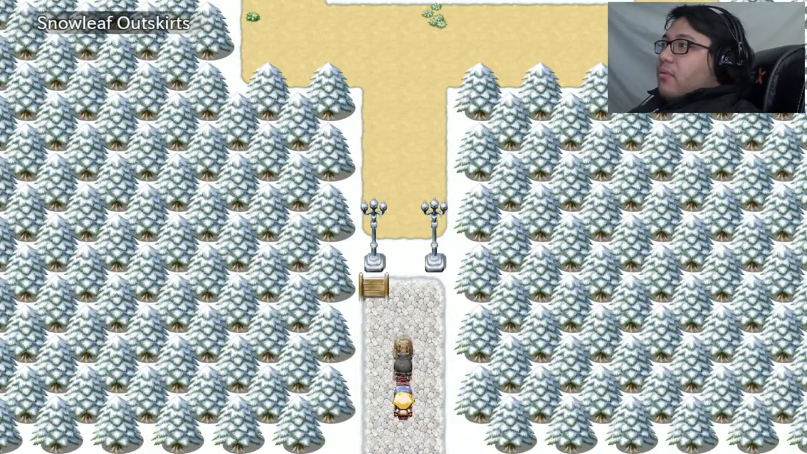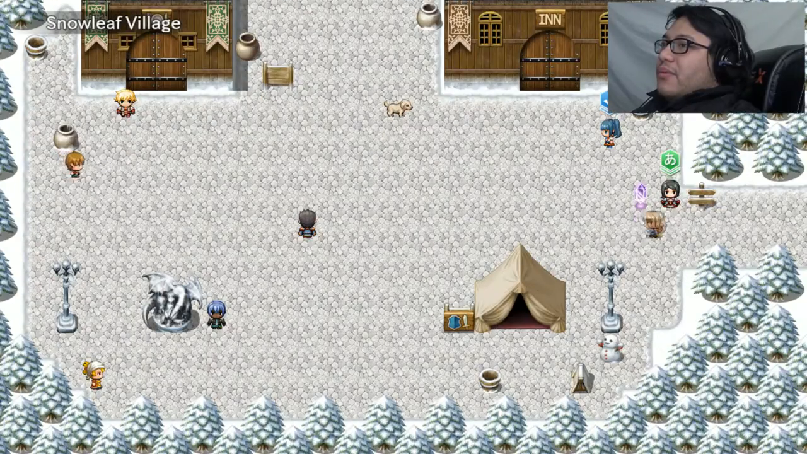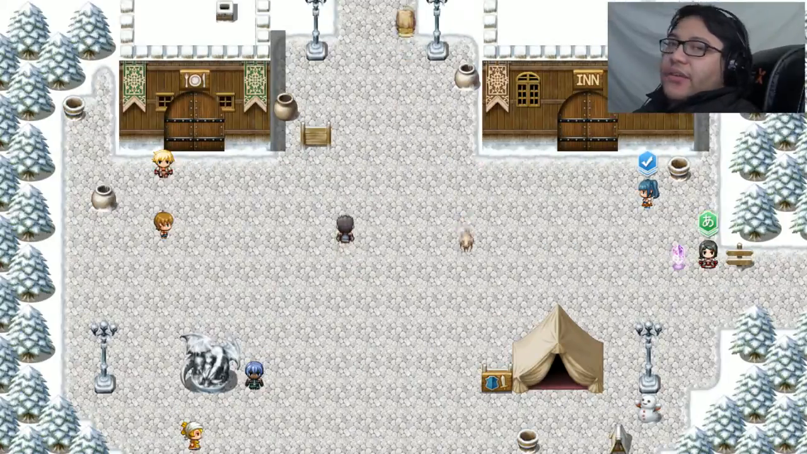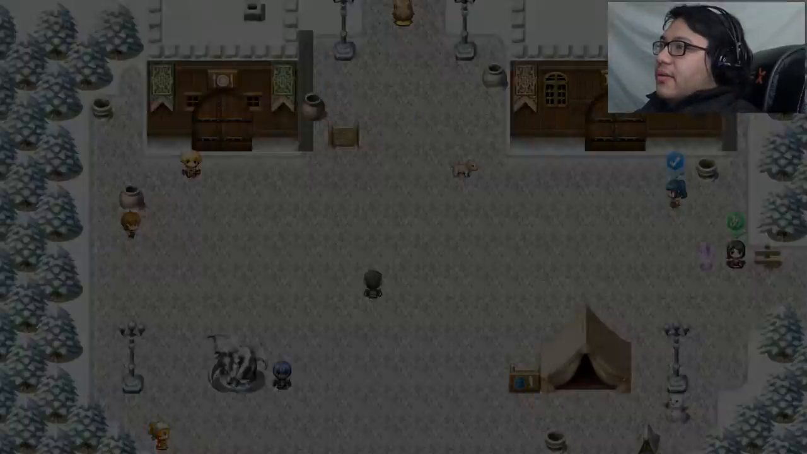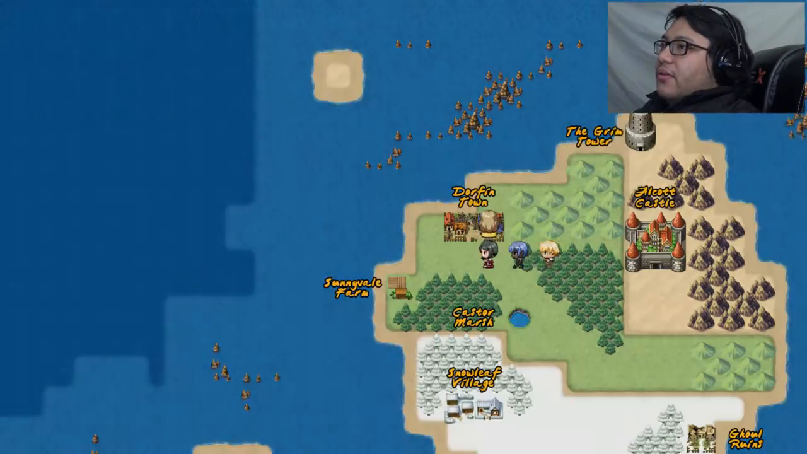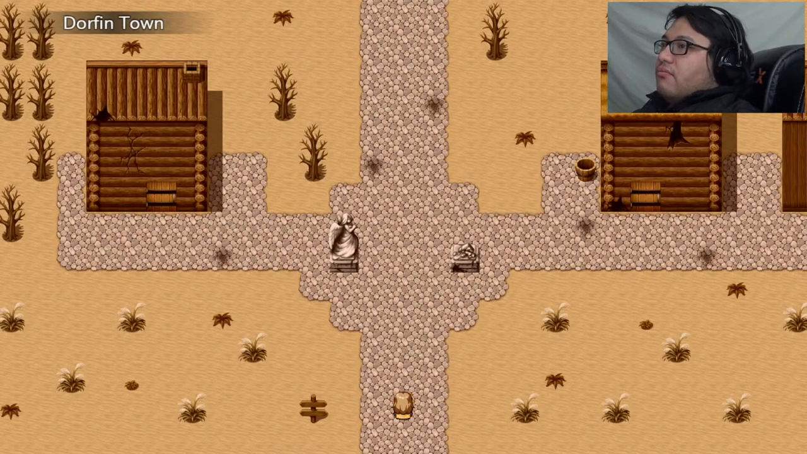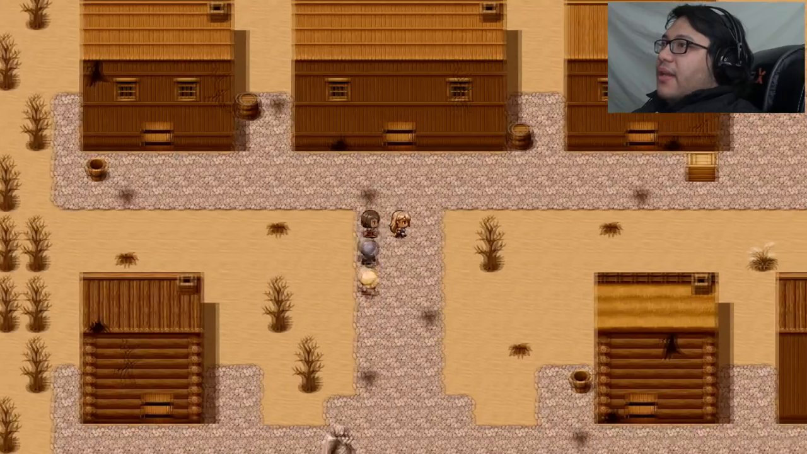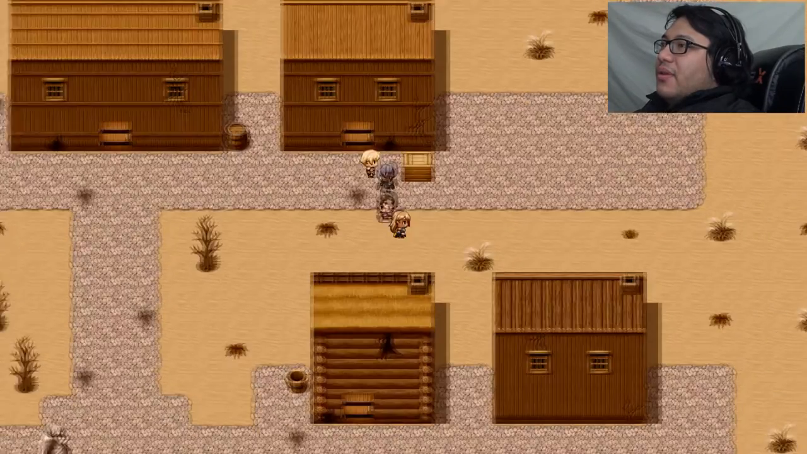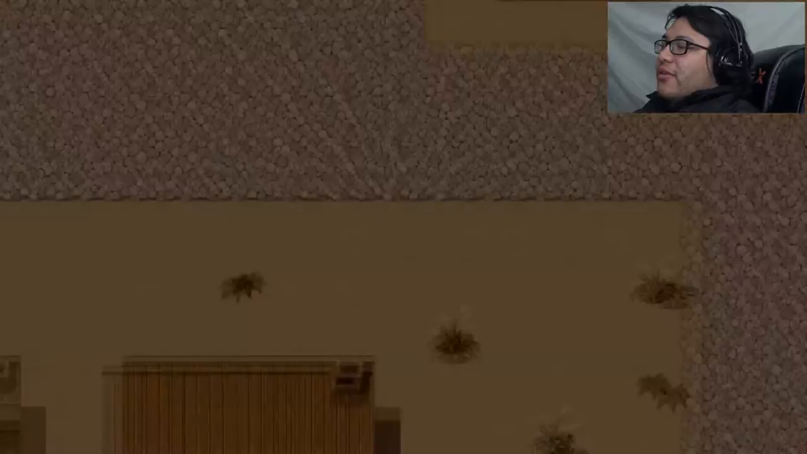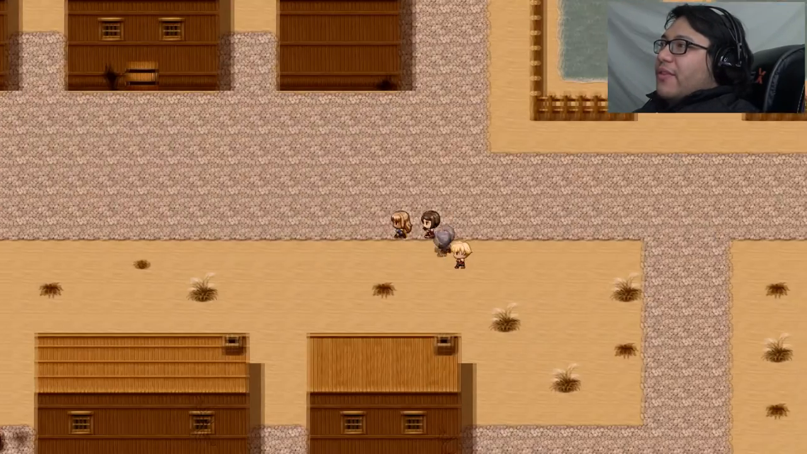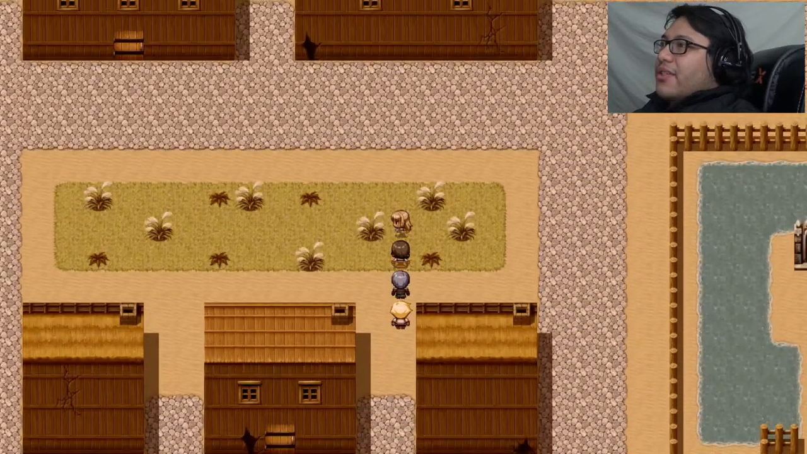Here we go! Oh. Apparently that's not where I'm supposed to go. I can't even read that thing. Nope. Why do I even have a sign that I can't even read? Oh, frack. Dorfin Town. Well. That sucks. I did not expect this to be a waste town. Escape. Sorry, don't have the time to deal with you guys. I'm on a schedule here.